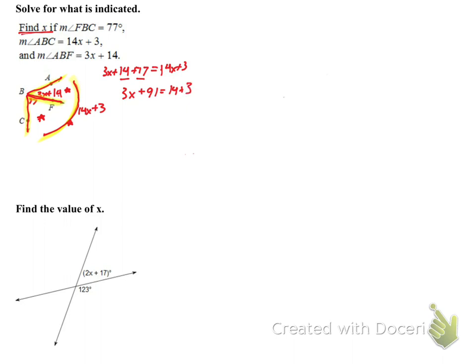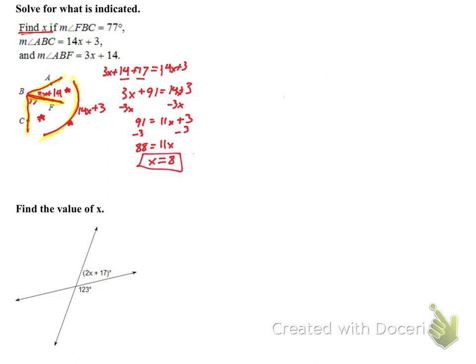Okay, so then from here, just simple algebra. Sorry, I forgot the x right there. So what I'm going to do is I'm going to minus 3x on each side. So I'll have 91 is equal to 11x plus 3, minus 3 on each side. And I'll have 88 is equal to 11x. Divide each side by 11, and I'll get x is equal to 8. And that's actually your final answer.